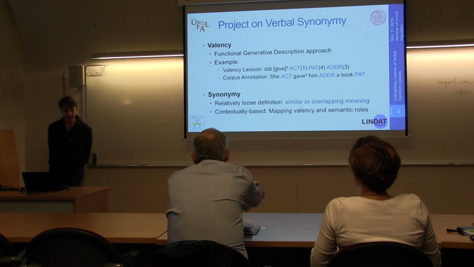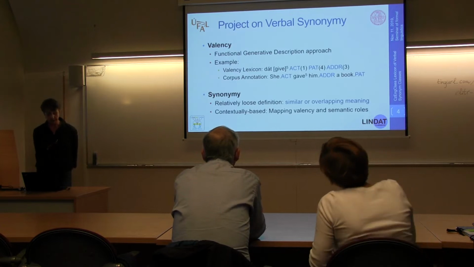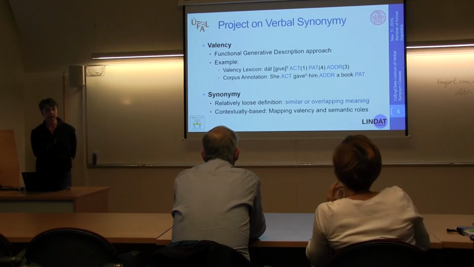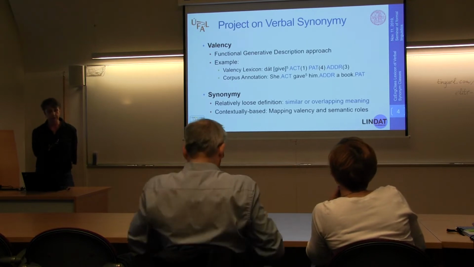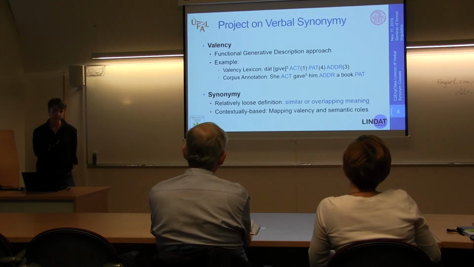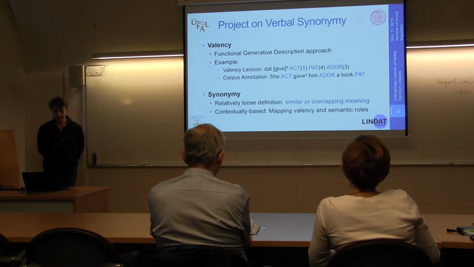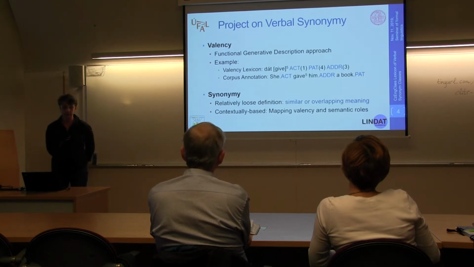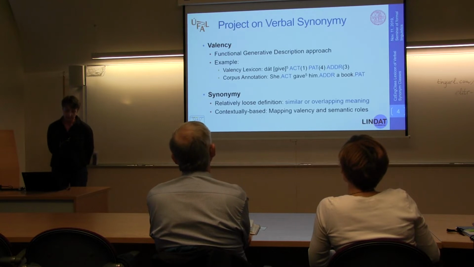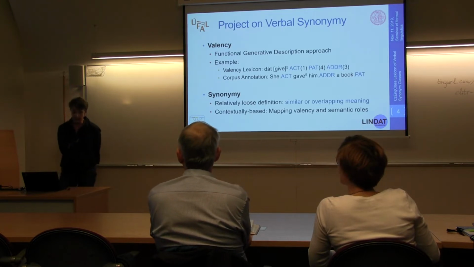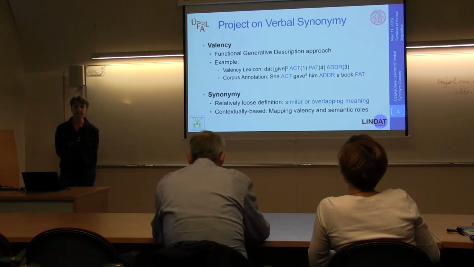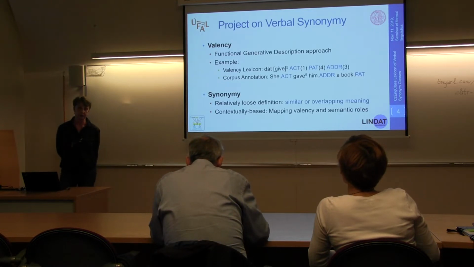So this is the first phenomenon. This is valency we are working on. And then we are working with synonymy. We are working with a kind of loose interpretation of synonymy. We are not using the strict definition. So for us, two verbs are synonymous if they have similar or overlapping meaning. And also we use the context as a constraint. So for us, we relate by mapping individual valency arguments to semantic roles. So this is our constraint for synonymy.